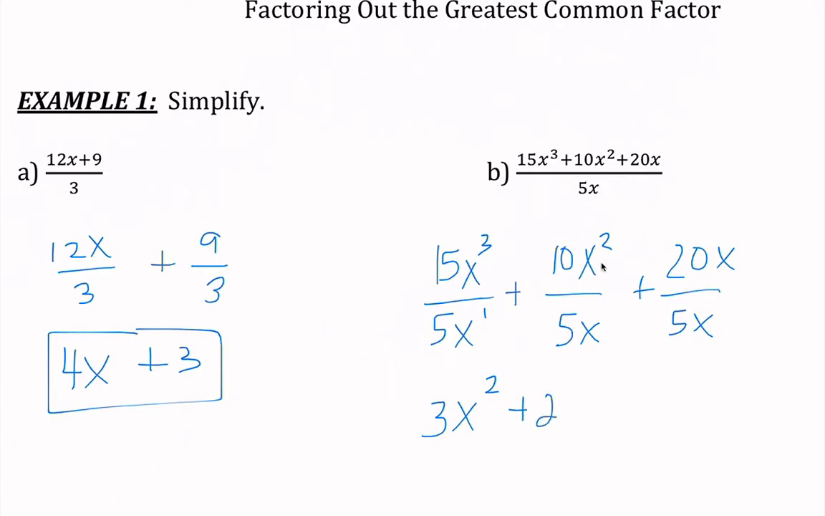X squared on top, x to the 1 on the bottom. I know one of these will cancel one of these, so 2 minus 1 is x to the first, so you don't have to put your 1 exponent. Finally, a positive 20 divided by 5 is a positive 4. I know this single x on top will cancel this single x on bottom.